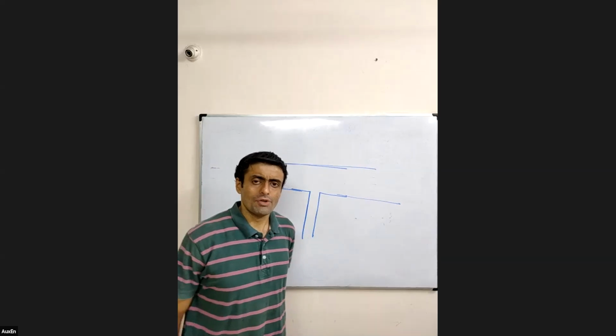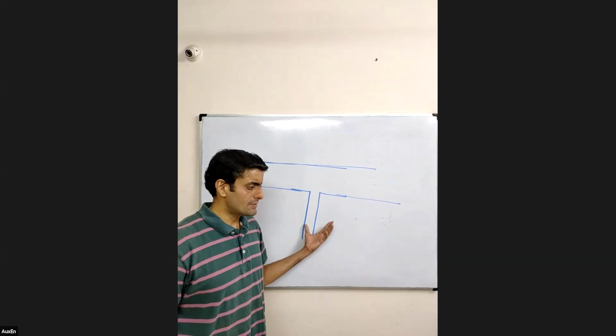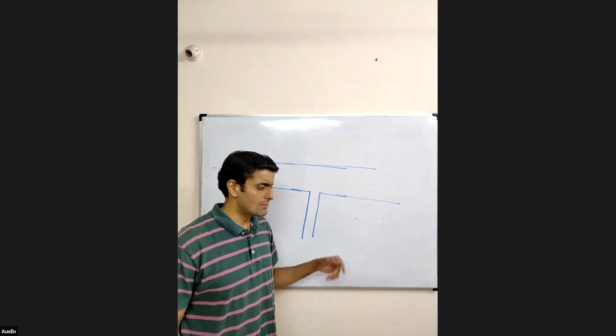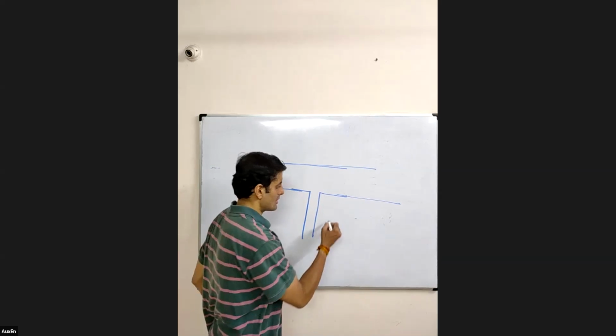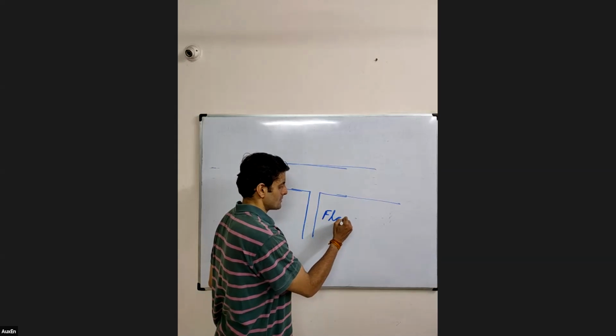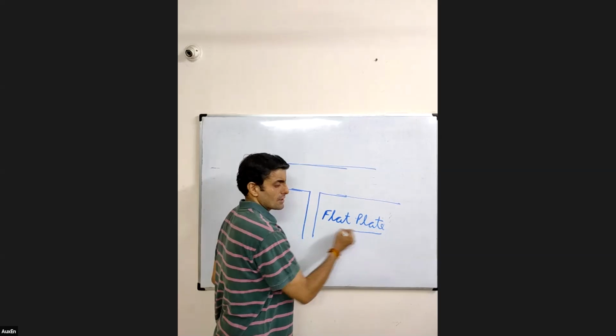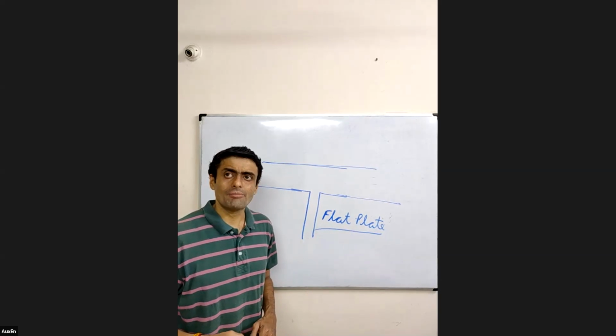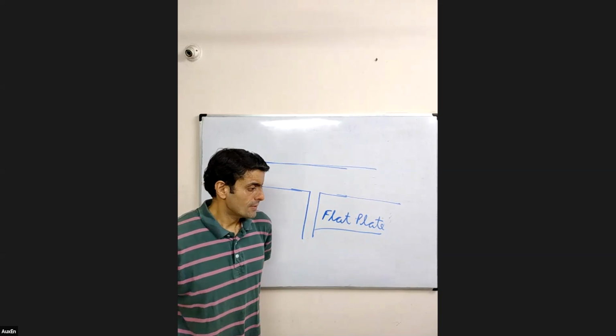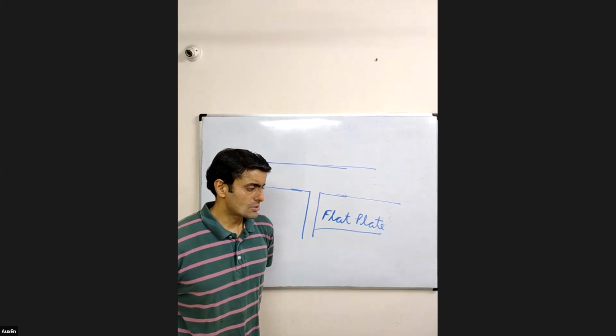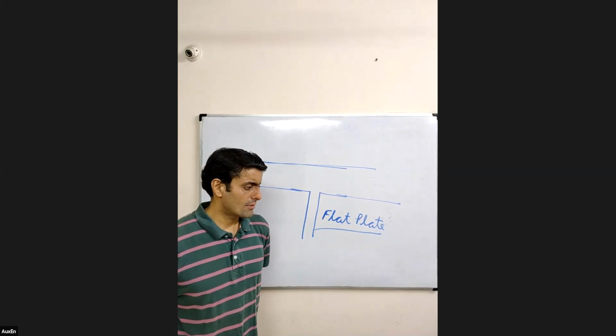Okay. So what do we call these slabs as? So these slabs we generally call as flat plate systems. Okay, these are usually called as flat plate system. Is this understood? Flat plate.